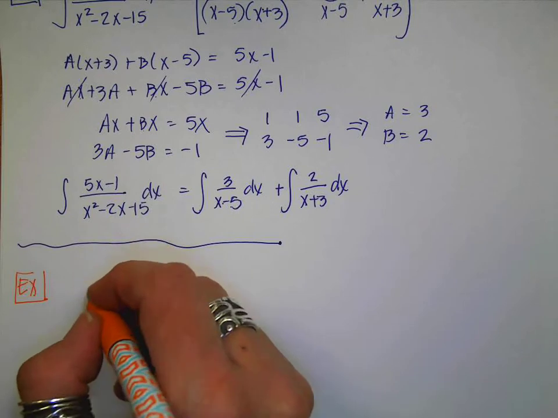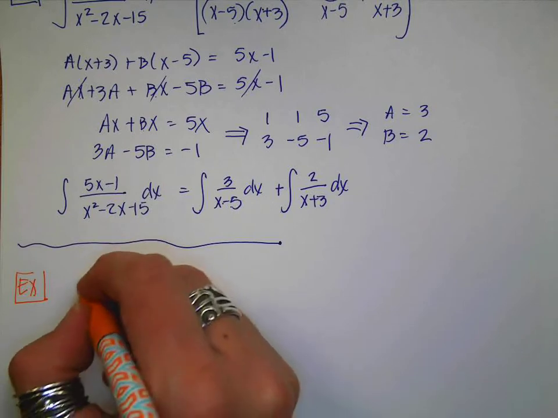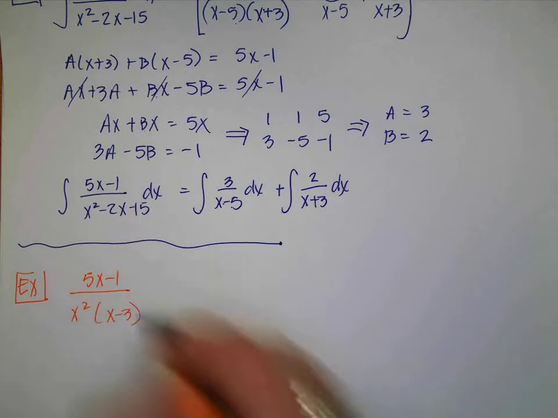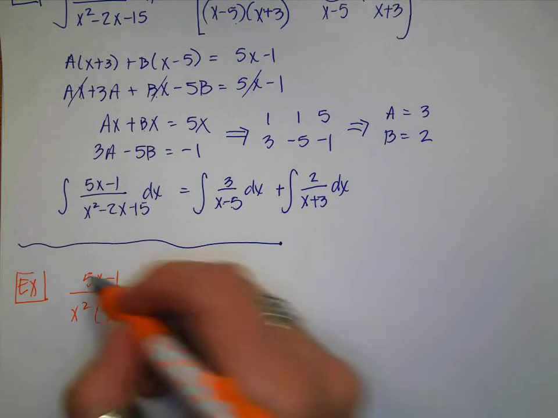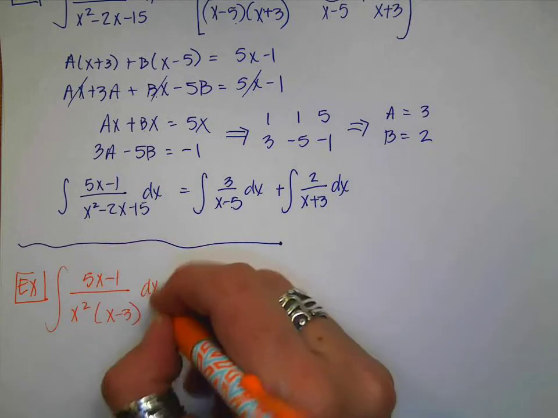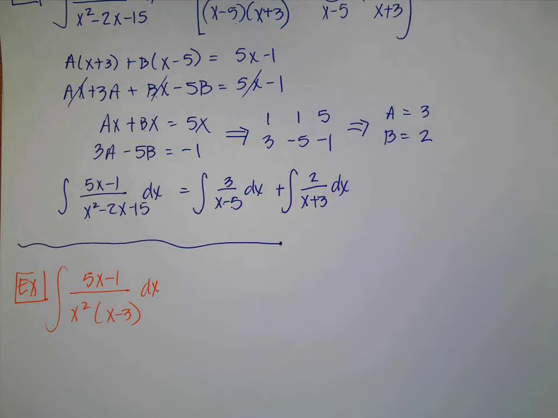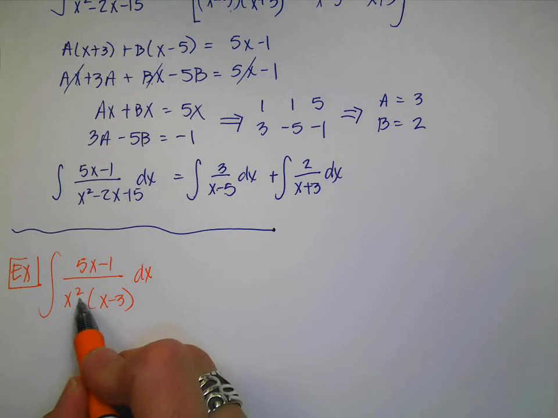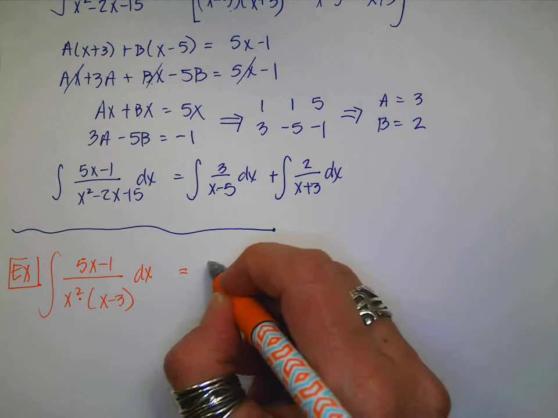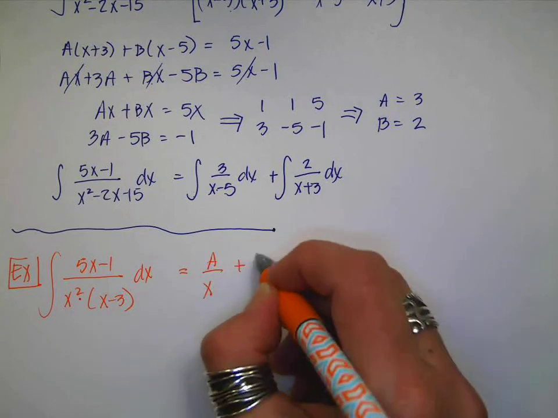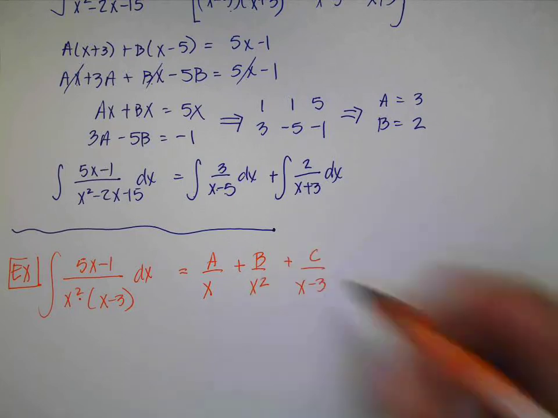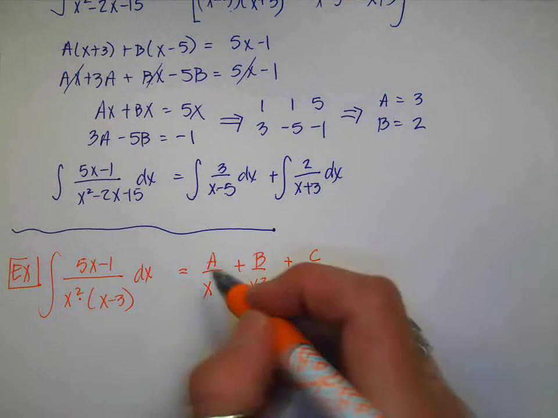So I'm going to have the same basic function, 5x minus 1 over x squared times x minus 3. And we'll just assume that it has an integral and a dx, because really all we're trying to do is just manage the method of partial fractions. Anytime you have a factor that's raised to a degree, that means that when you set up the partial fraction, it's going to be A over the first degree, B over the second degree, and then I would have my C over x minus 3.